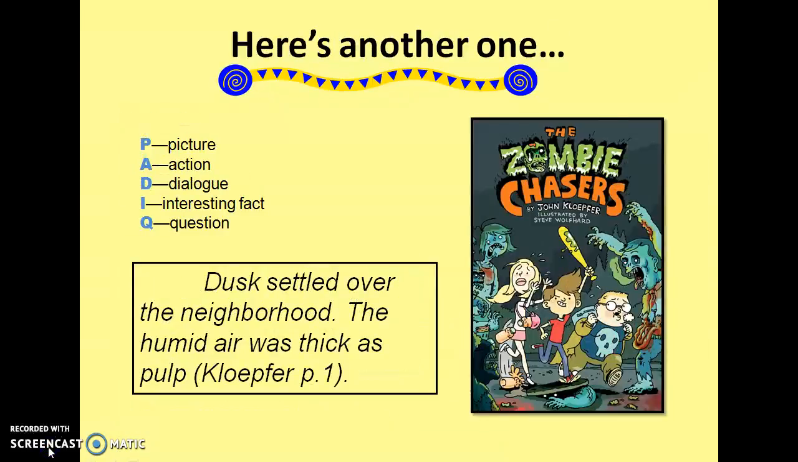All right, here's another one. This is from the Zombie Chasers. "Dusk settled over the neighborhood. The humid air was thick as pulp." All right, how about P for picture? Dusk is the time of day right before the sun goes down. So that means it's getting dark in the neighborhood. The air was humid and thick as pulp. Pulp is what happens to wood when you mash it up, like you're getting ready to make paper.